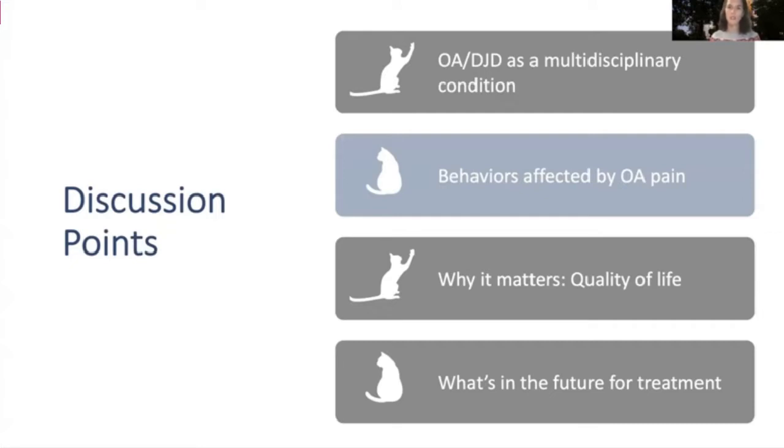So we're going to talk a little bit about osteoarthritis and degenerative joint disease as a multidisciplinary condition. So how this affects cats who come to us with multiple problems. We're going to talk a lot about the behaviors that are affected by OA pain and why that matters, why OA pain is so important to be able to assess and to manage for quality of life. And then we'll talk a little bit about what's in the future for treatment for these cats.